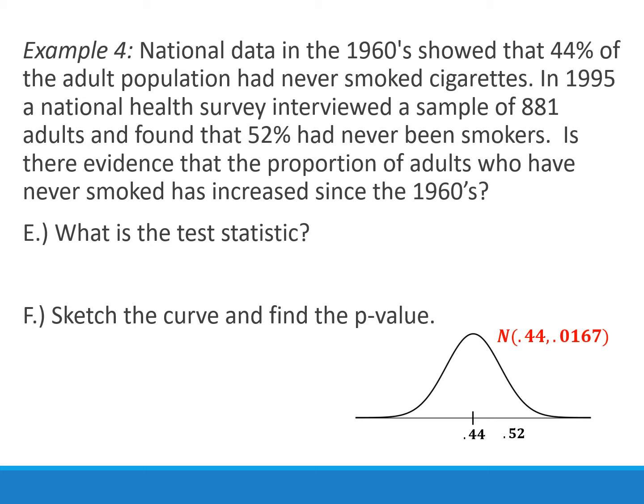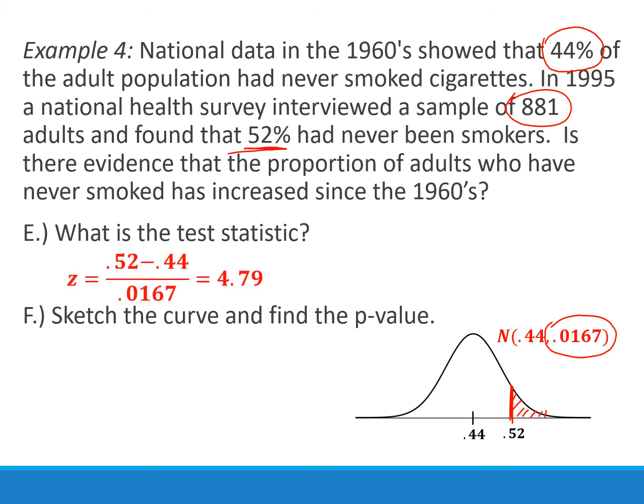So if the null hypothesis is true, and 44% of adults have smoked cigarettes at some point in their lives, what's the probability that we would see 52% in a sample of 881? So we're finding the probability of getting that 52% based on that standard deviation that we just found on the previous page, and we're doing a right-tailed test that was based on the alternative hypothesis. So we find a z-score for that 52% based on an actual true mean of 44%, divide by the standard deviation, we get this z-score, 4.79.